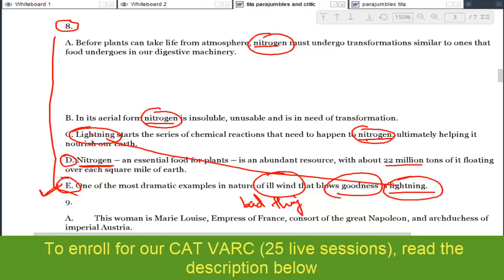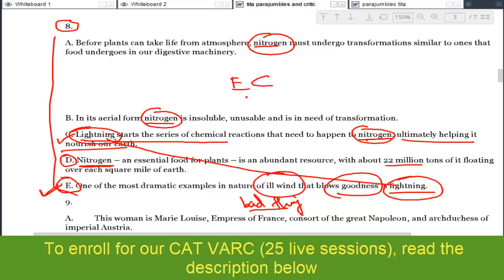And then it says lightning starts a series of chemical reactions. So now I am discussing something about lightning. But before I discuss lightning, I have to mention what exactly I have about lightning in mind. So it says here that lightning is an example of a bad thing that gives a good thing. I mean, it blows goodness. And how does it blow goodness? Lightning starts the series of chemical reactions that need to happen to nitrogen, ultimately helping it nourish the earth. That means lightning does something, and what it does, it helps nitrogen nourish the earth. And therefore lightning is an example of ill wind that blows goodness. So can I say that EC is a pair?